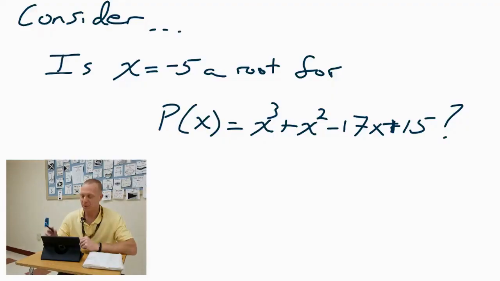You're ready for another tool in the tool belt, aren't you? You want to see what else we're going to use to solve a polynomial. Well, before I give you that tool, let's take stock of where we've been and where we're going. We started with a question like this on the very first day. Is x equals -5 a root for this big old polynomial?